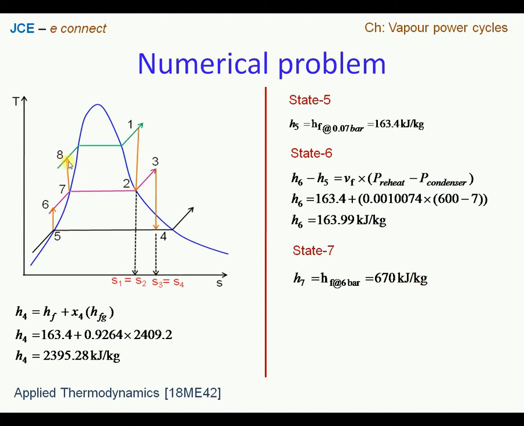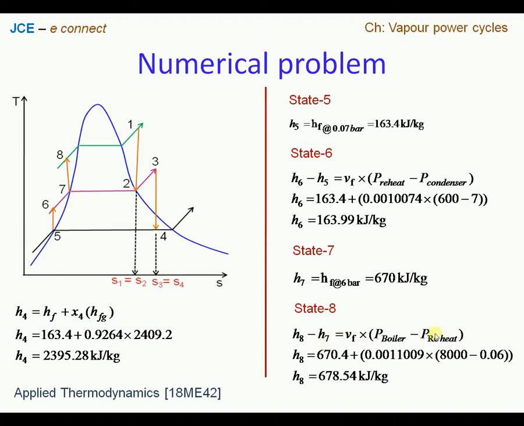Now again, to find out the enthalpy at state point 8, we are going to apply the equation, that is dH is equal to V into dP. So we have dH is equal to V into dP, taking minus H7 to the other side of the equation. At a pressure of 6 bar, we are going to look at the HF value and VF value at 6 bar, and the pressure difference is now existing between the boiler pressure and the reheat pressure. Therefore we have boiler pressure minus the reheat pressure. In terms of kilopascal, it has been substituted in order to get the answer in kilojoule per kg. So rearranging the equation and substituting the values at a pressure of 6 bar, we are going to arrive at a value of 678.54 kilojoule per kg for enthalpy at state point 8.